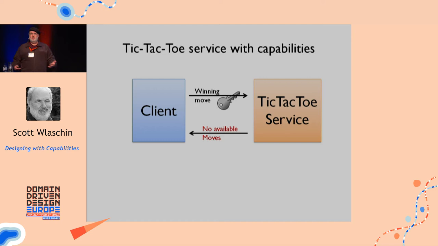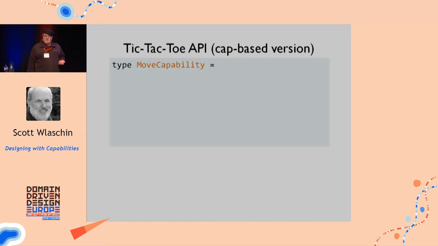So that's the idea behind a capability-based API. And for tic-tac-toe, this is how you'd implement it in F#. You'd have a move capability, which is a function which takes nothing, or void, and returns a tic-tac-toe response. So that's your capability. I can play a move.